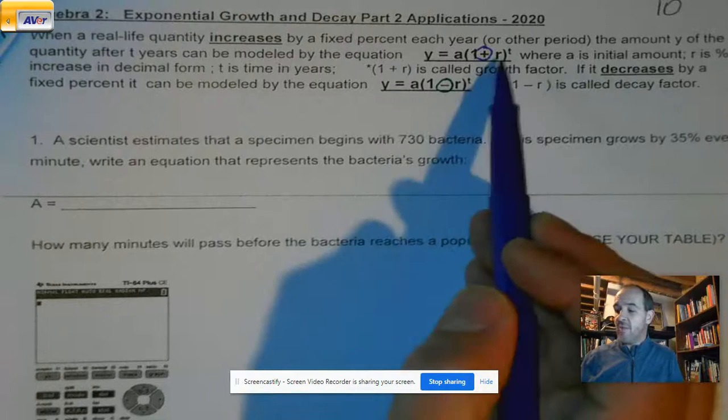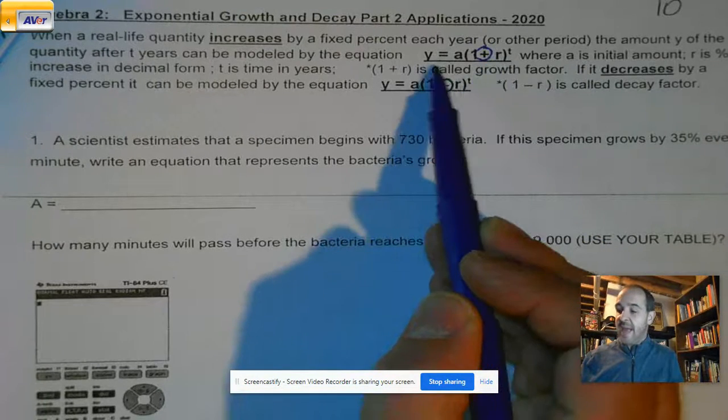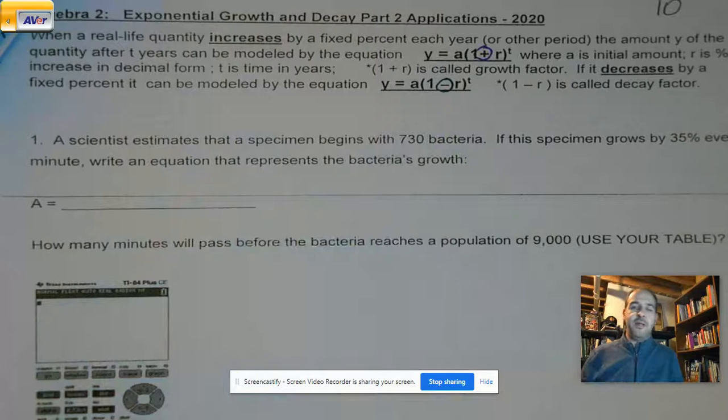Everything else: r is our rate as a decimal. A is what we start with. It may be bacteria, it may be money, it could be all sorts of things. And then t is going to be our time in years.